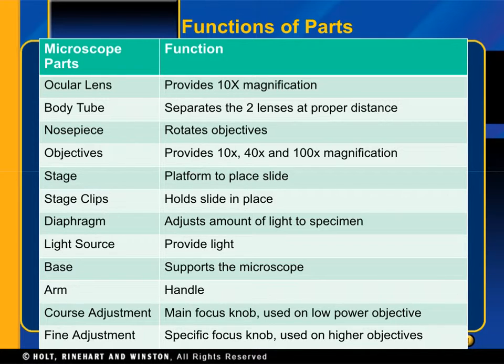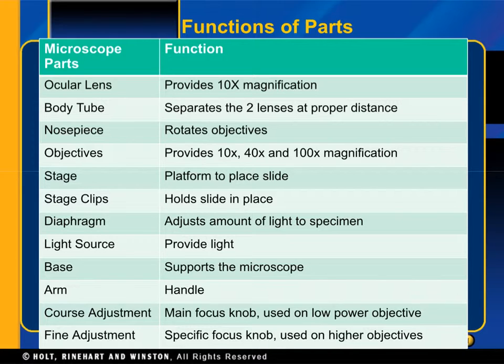Number 3 microscope part is the nose piece. The nose piece is a rotating device. You turn it. You can turn it both ways, and it will change from low power objective to your medium high or high power objective. After that, you have your objectives. There are going to be 3 objectives on our microscopes. There's going to be a 10x objective, a 40 times objective, and a 100 times objective. There is going to be one other notch on our nose piece, but the objective is not there.